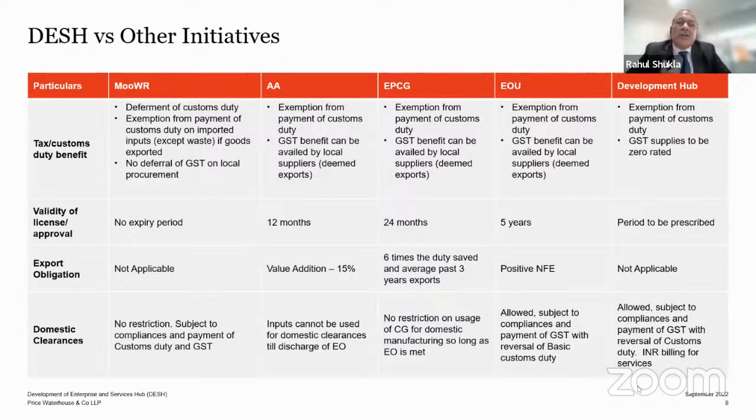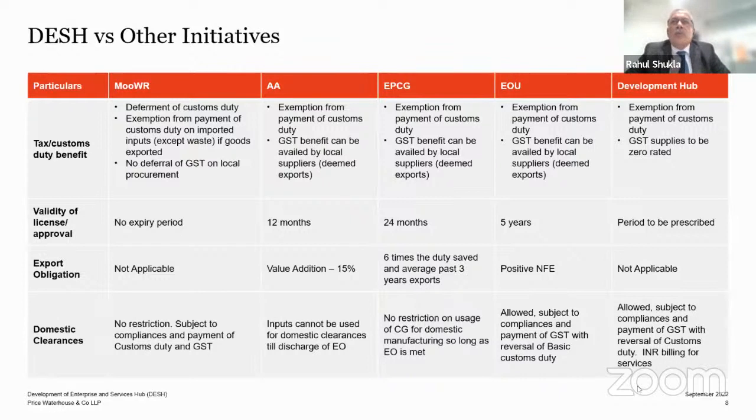On licensing, in MOVER, you all are aware there's no licensing requirement or expiry period to licensing. There will be a one-time approval or license that is given. Advanced authorization has a 12-month validity period for the license. EPCG has 24 months from an import perspective. EOU has a 5-year LOP, which again needs to be renewed. Development hub, currently they have not come out. They will prescribe, but the expectation is that they may prescribe 5 years or 2 years depending upon contours. So it remains to be seen what exactly the contour of the validity will be.